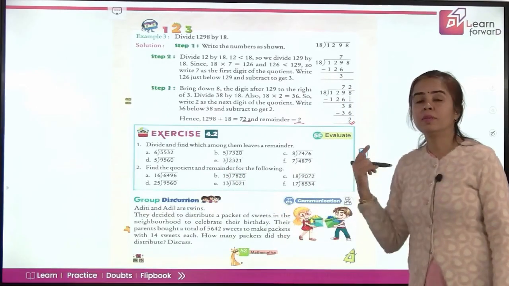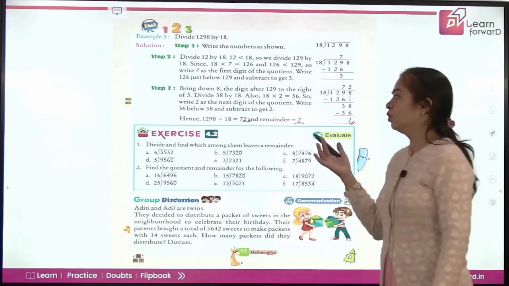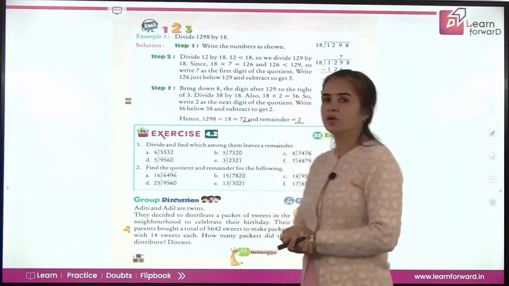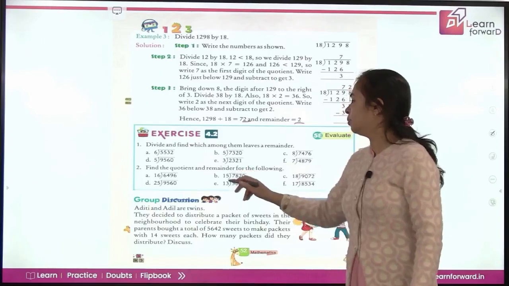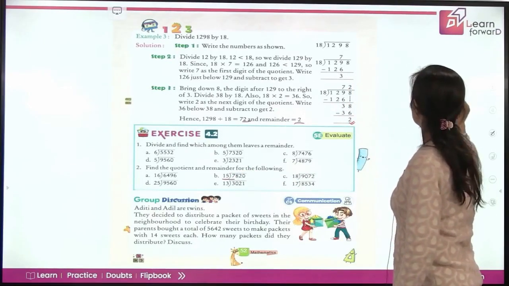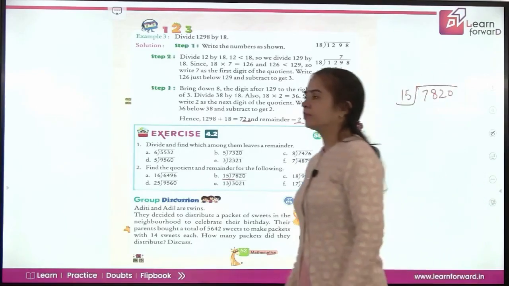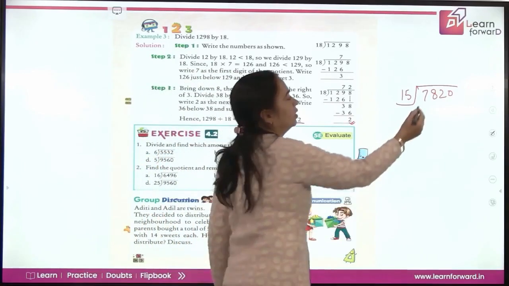The more you revise tables, the better you get at dodging. The more you practice division, the faster you will be able to do it. Okay, let's do one here. So, you have to write quotient and remainder. Let's do B part. 7820 divided by 15.